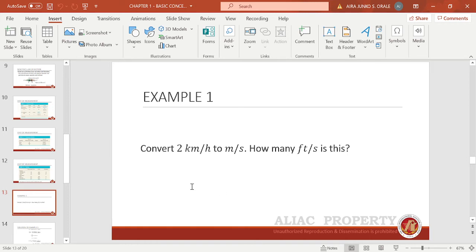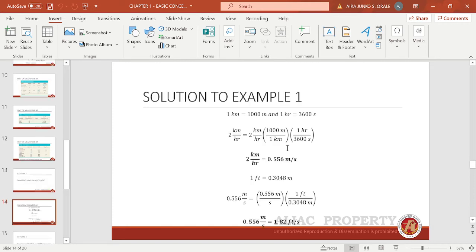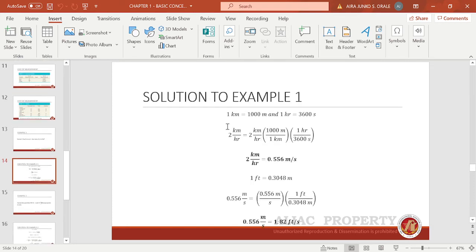Here you can see 2 km per hour. You need to convert it into meter per second, and you also need to convert it into feet per second. To convert that, it's simple. 1 kilometer is 1000 meters, and 1 hour is 60 minutes times 60 seconds, which is 3600 seconds.